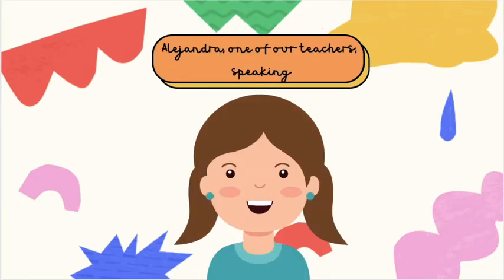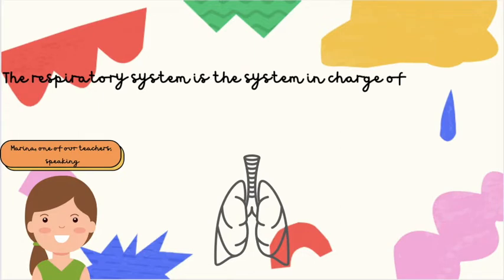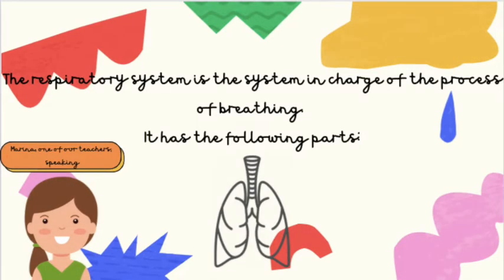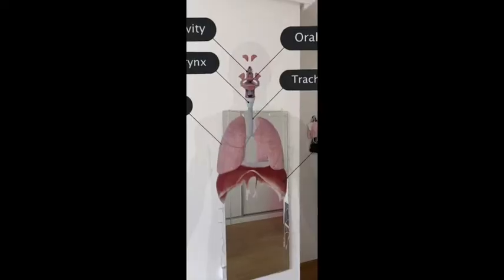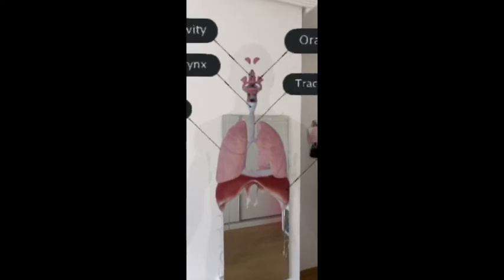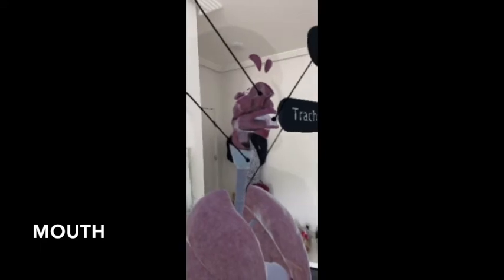Wow, great question, Martina. Now, let's answer it. The respiratory system is the system in charge of the process of breathing. It has the following parts. This is the human respiratory system in movement. The first part are the nostrils, which are the holes through which air gets into your body. Right below you have the mouth, which is also another part through which air is introduced into the body.